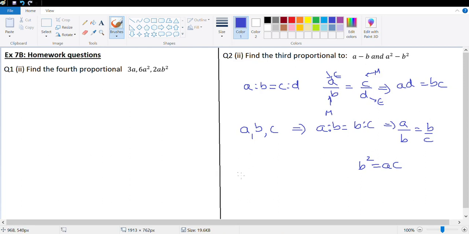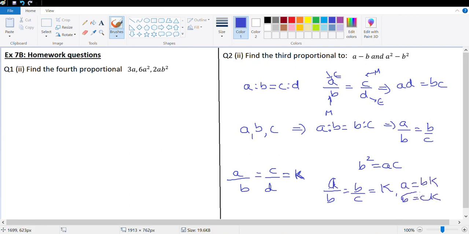And we can also look at this method, which is A upon B is equal to C upon D is equal to K. Let's introduce a constant K. Similarly, A upon B is equal to B upon C is equal to K. Let's introduce a constant, which means A would be equal to BK, B would be equal to CK. If I put B value here, A would be equal to CK square. Perfect. So these are the couple of things that we've done in this exercise.